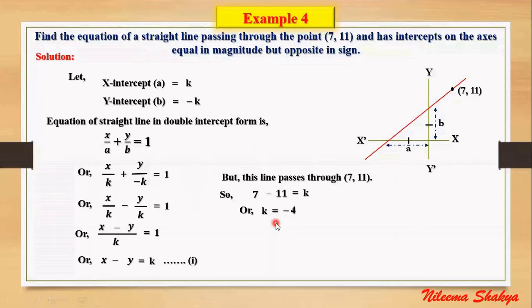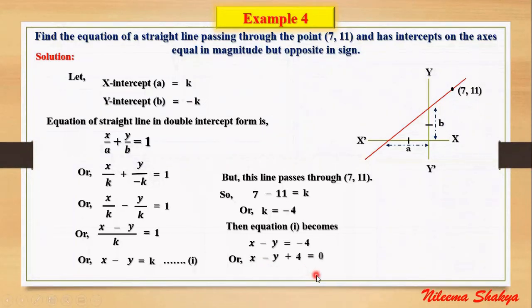Now we can get our required equation by substituting k equals minus 4 in equation number 1. We have x minus y equals the value of k, which is minus 4. Let's simplify one more step. So we get x minus y plus 4 equals 0, which is the required equation of the line.